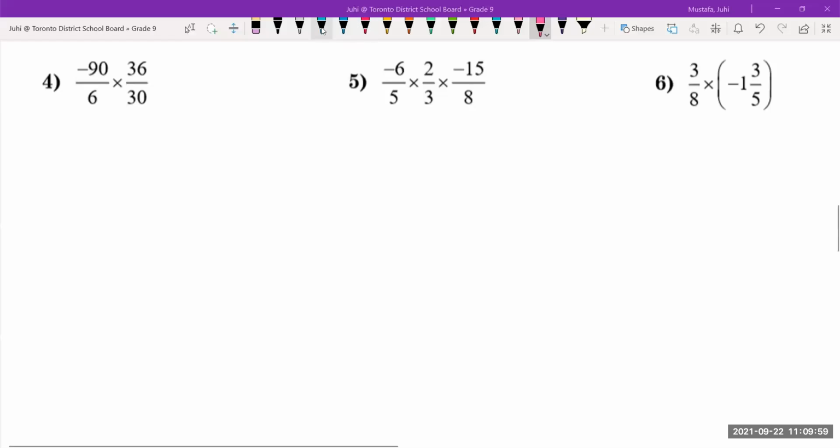All right, let's try question number 4. Once again, I'm going to rewrite it. Negative 90 over 6 times 36 over 30.